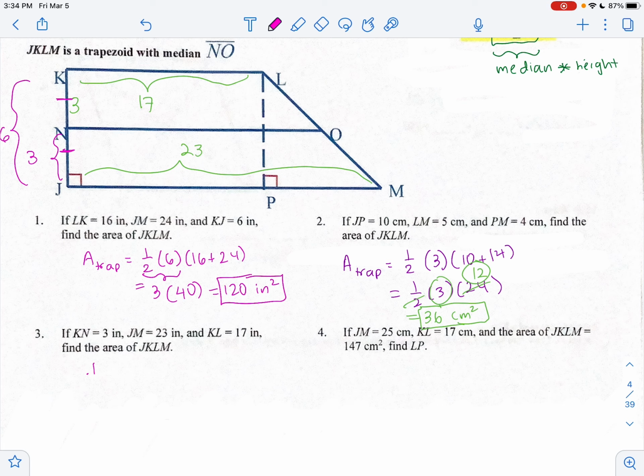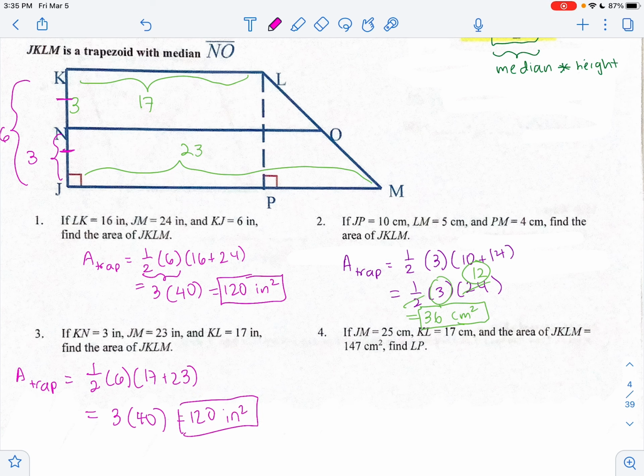So the area of this trapezoid is going to be equal to half of the height, which is 6, times the sum of your bases, which is 17 and 23. Half of 6 is 3, and then 17 plus 23 is 40. So this also happens to be 120 inches squared as well.